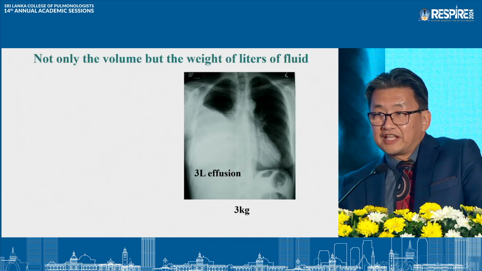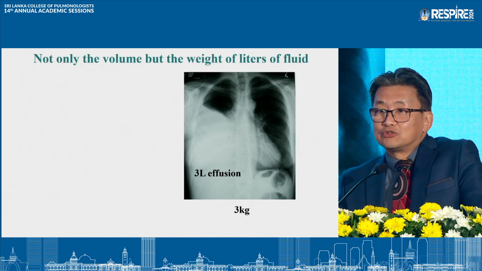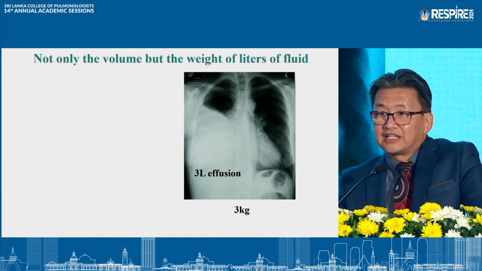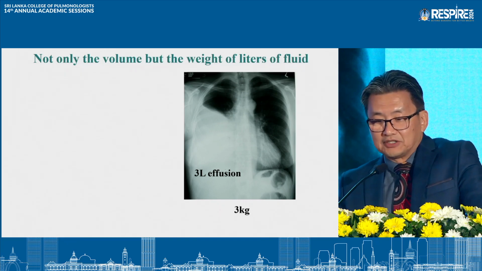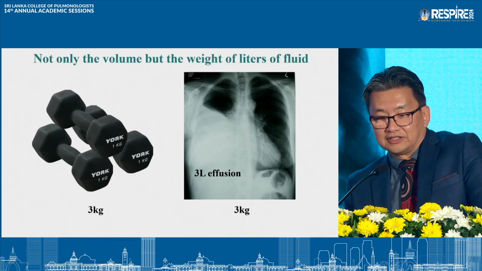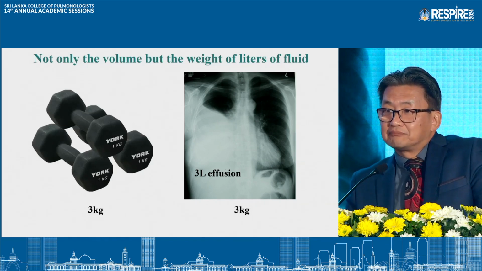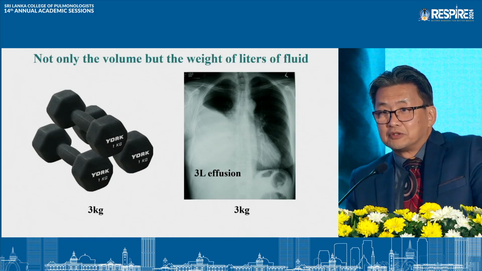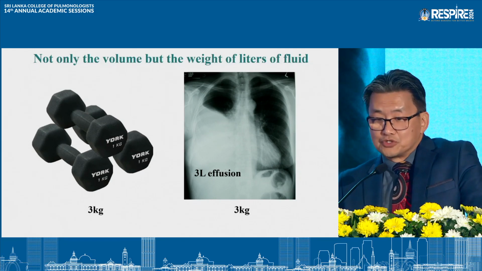But don't just think about the volume, it's also the weight. 1 liter of pure water is 1 kilogram, and malignant pleural effusions in general are about 10% heavier on specific gravity than pure water. So this person who has 3 liters of malignant pleural effusion will have up to 3.3 kilograms, like these dumbbells, sitting on his hemidiaphragm that he has to lift up every breath, 12 breaths per minute, 24 hours a day. And this contributes to the symptoms.